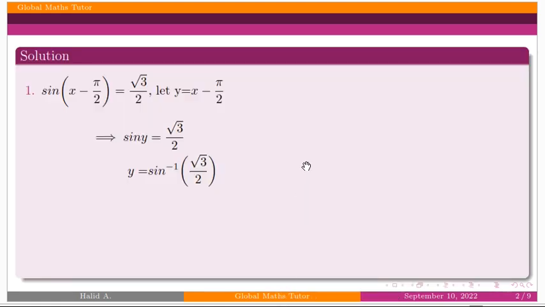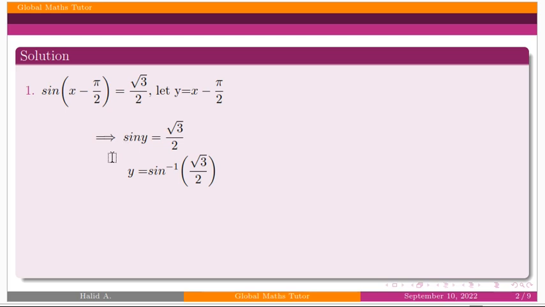The first equation is to find the value of x so that sine of (x minus pi over 2) equals radical 3 over 2. To make it simple, let's let this inner part be y. So let y equal x minus pi over 2. Then we can rewrite this equation as sine y equals radical 3 over 2. It means finding a value of y so that its sine value is root 3 over 2.